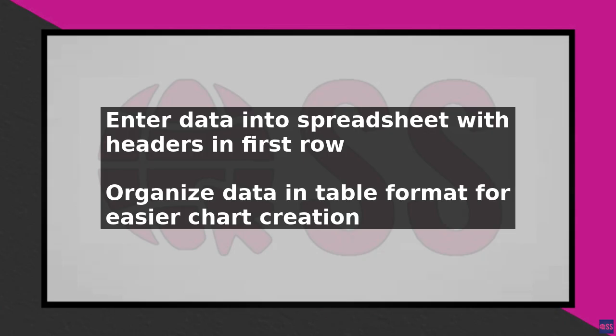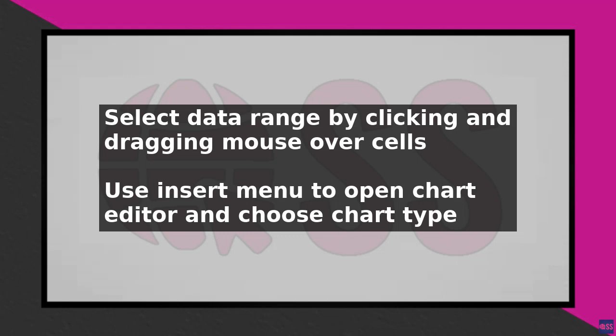This will open the chart editor, where you can choose the type of chart you want to create. Google Sheets offers a variety of chart types, including column charts, line charts, and pie charts. Choose the chart type that best suits your data.